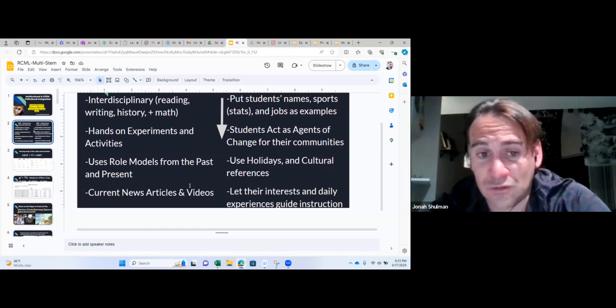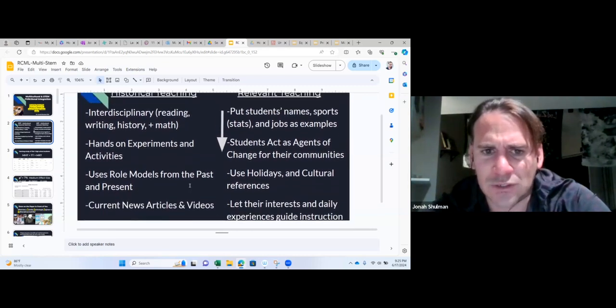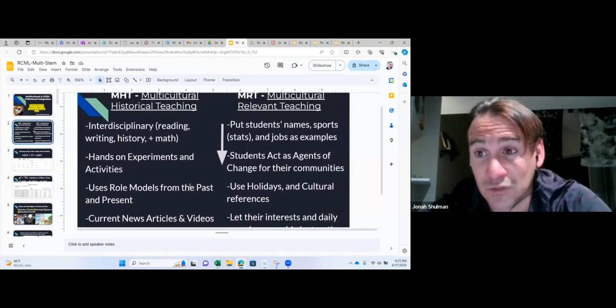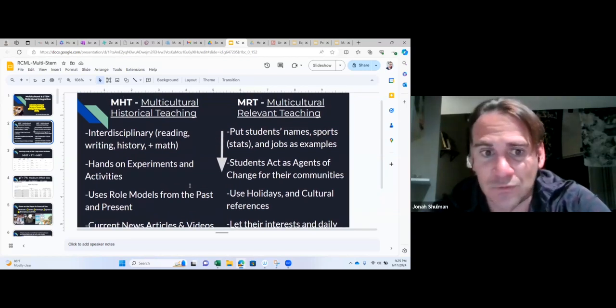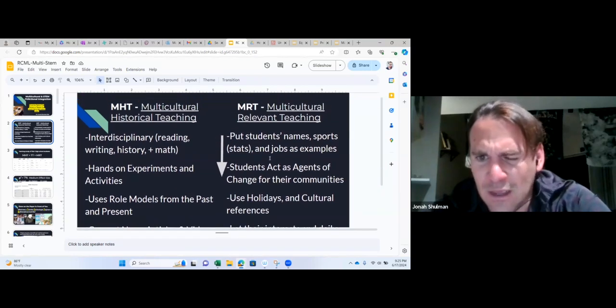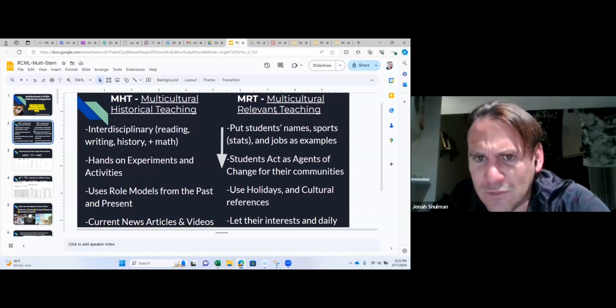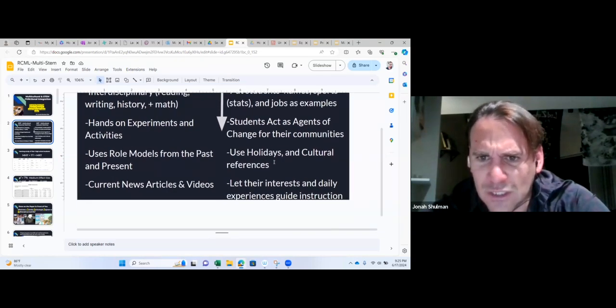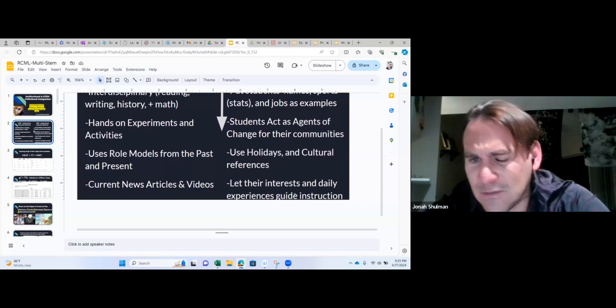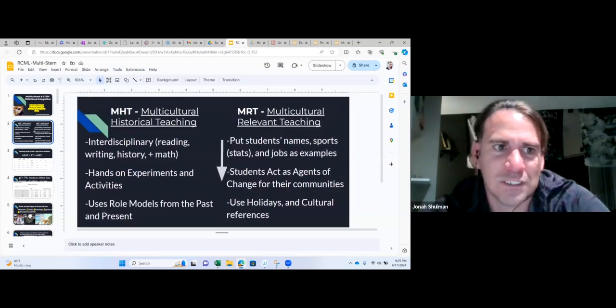I also used current news articles. So my historical teaching actually had people presently using it too. So it wasn't just the past, it actually had jobs for the future and things like that. And for the relativistic, or relevant, teaching, I put their jobs in, they acted as change. I used cultural references. I let their interests guide the instruction. So that's the main difference between these two ideas.